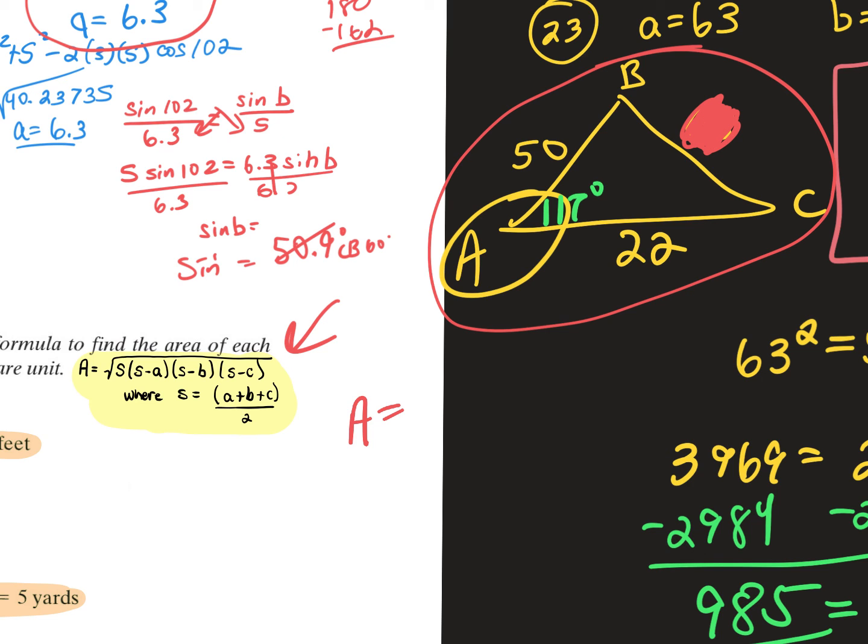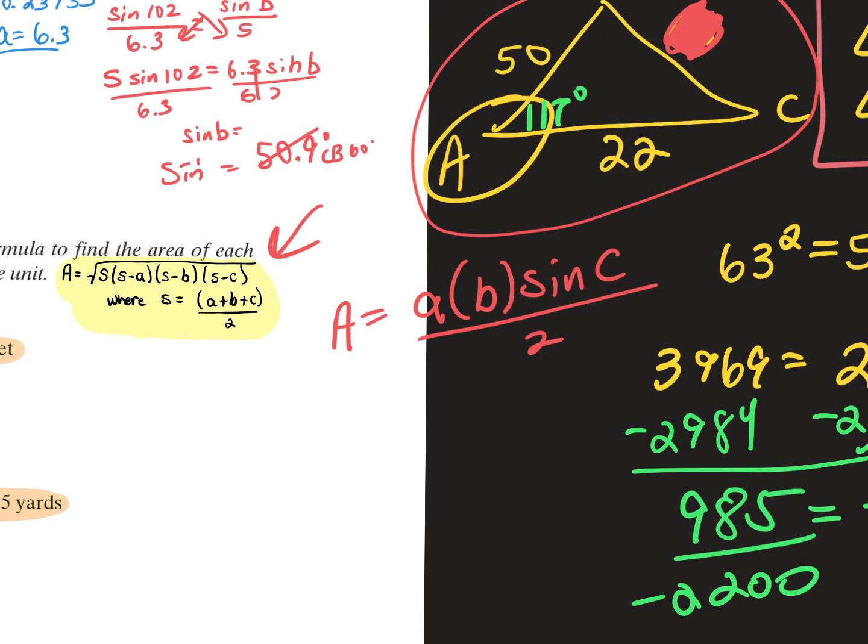Can I find the area? Yes, you can. We did this on your quiz. Oh wait, I remember. What would you do? Once you multiply it, it's A times B times the sine of C, divided by 2. I would say 50 times 22 times the sine of 117.